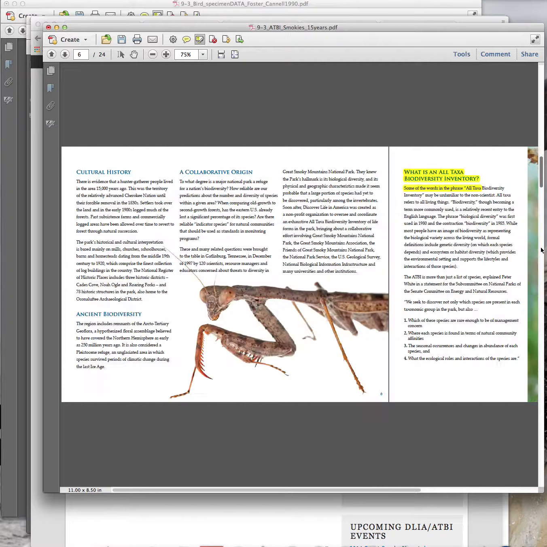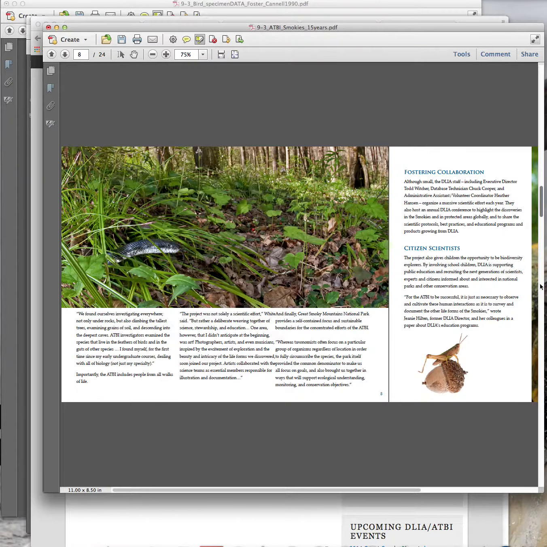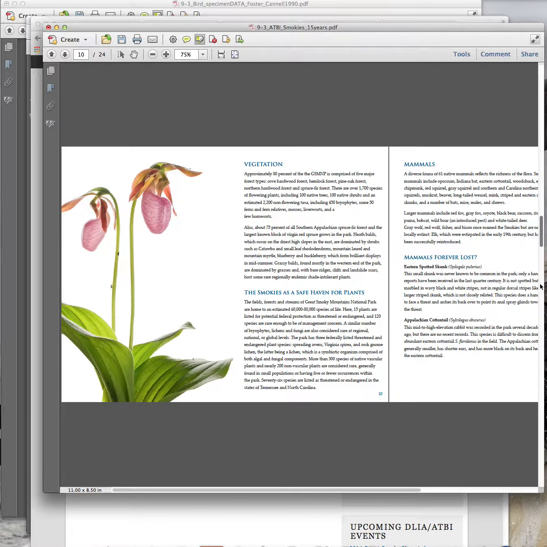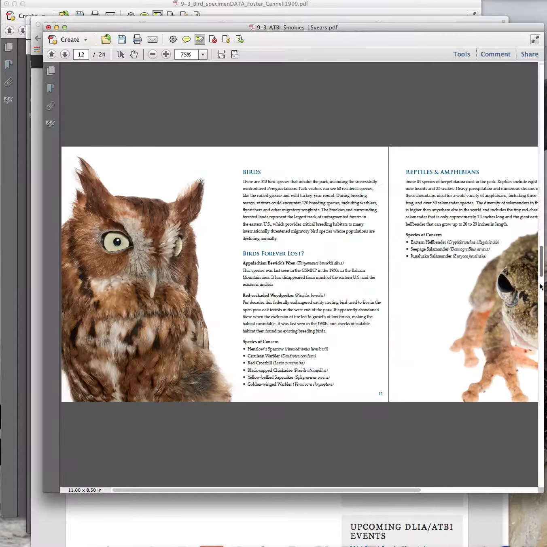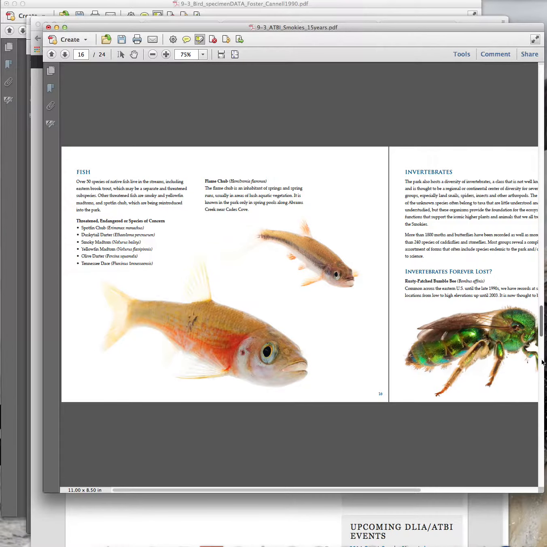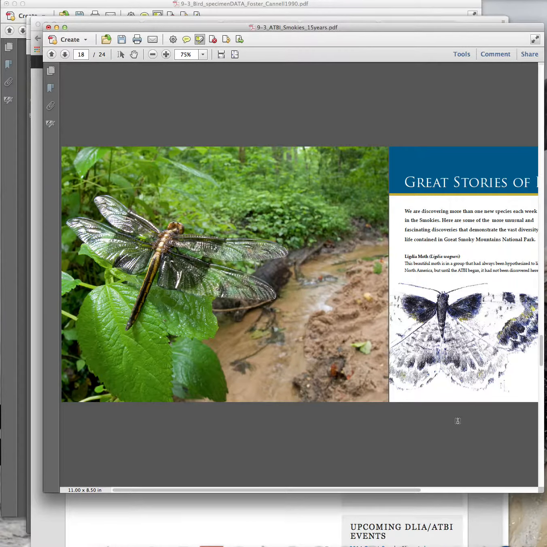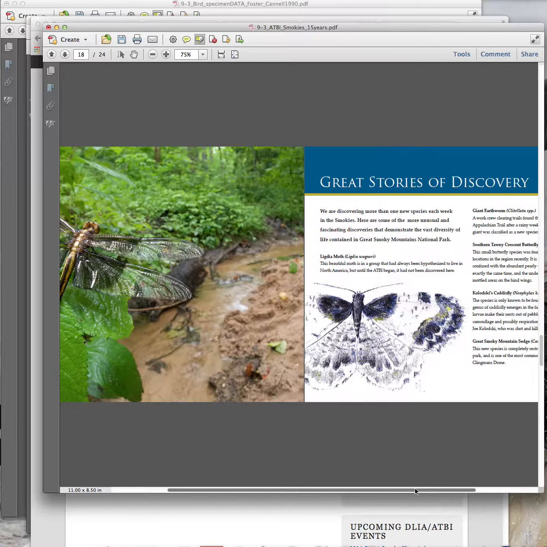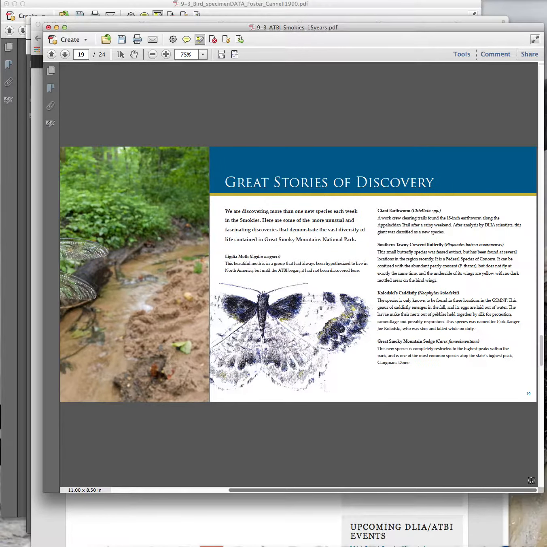You do not need to focus on the cultural history or the collaborative origin, but pay attention to ancient biodiversity. This is more justification for choosing this site. As you go through, you don't need to skim this even. You can if you want to, just to see more about what they've discovered. It's really a great project, so if you have the time, go right ahead. I do want you to look at this page, the great discoveries, great stories of discovery. They were discovering more than one new species a week, and they give you some examples of those, so take a look at those.